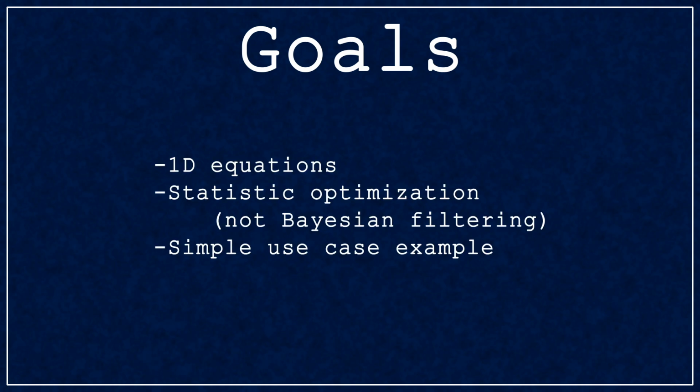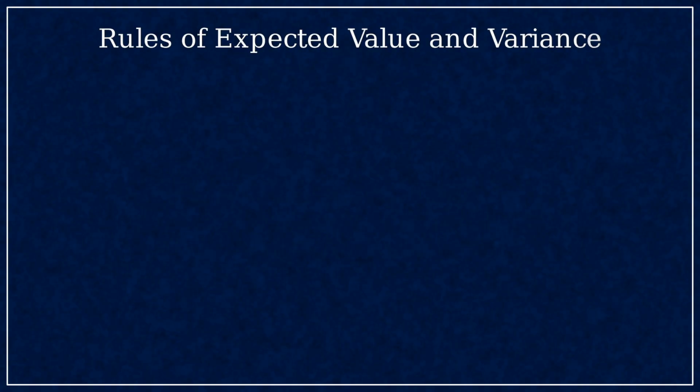So here's the deal, I will show you the derivation in one dimension, so no vectors and matrices. I will use the statistical optimization approach, not the Gaussian filtering, and demonstrate a simple use case on a little toy example. To start off, we need a short recap on statistics. Keeping it perhaps extremely short, here are the rules you need to remember.